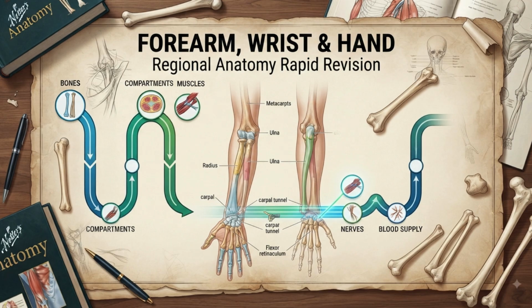We will begin with the radius and ulna, then move through the flexor and extensor compartments of the forearm. After that, we'll revise the major nerves, blood supply, pronation and supination, the wrist joint, carpal bones, ligaments and carpal tunnel. Finally, we'll cover the intrinsic muscles of the hand, grip and pinch, wrist biomechanics and some important clinical conditions.